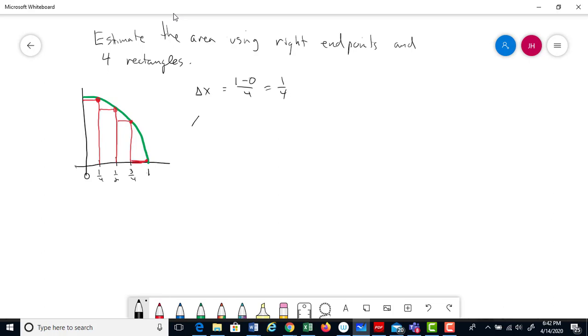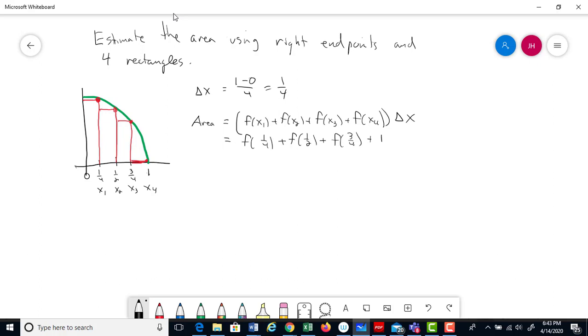So now I know my area is going to equal, well, the x values I'm choosing, x1, x2, x3, x4, are shifted right because I'm using right endpoints instead. So the area is going to be equal to f of x1 plus f of x2 plus f of x3 plus f of x4 multiplied by my change in x. So this is f of a fourth plus f of a half plus f of 3/4 plus f of 1, and this is all multiplied by change in x, which is a quarter.